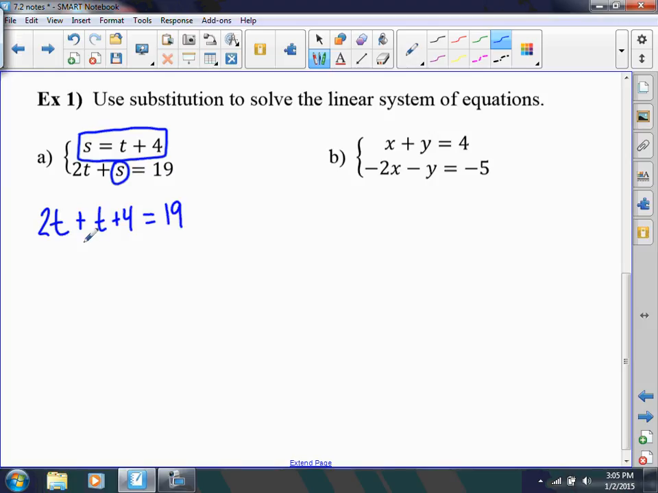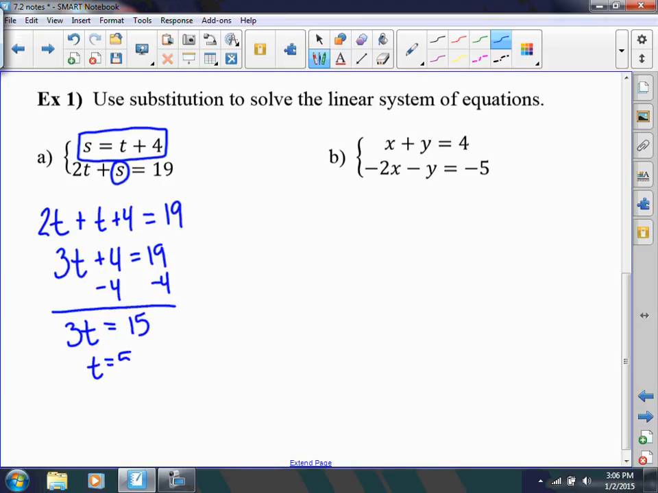Now I have one variable. Now, granted, there are two of them. There's a 2t and a 1t, but they're all t's. I don't have a t and an s. So now I can combine my like terms there. So I'll have 3t plus 4 equals 19, and then I can finish solving this equation for the t. So I'll have 3t equals 15, and when I divide by 3, t will be 5. So there's one of my solutions already, and I haven't graphed anything.